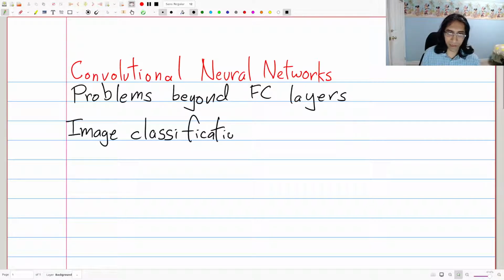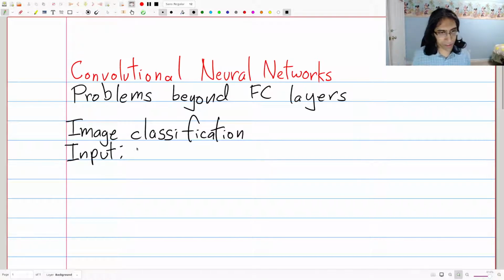First of all, what is our input? Our input would be an image, because we want to classify. Let me define what image classification means. It's pretty intuitive: given an image of something, you want to classify what it is. For example, if you're given a picture of either a cat or a dog, you want to classify whether it's a cat or a dog. So our input is an image. And how big is this image?